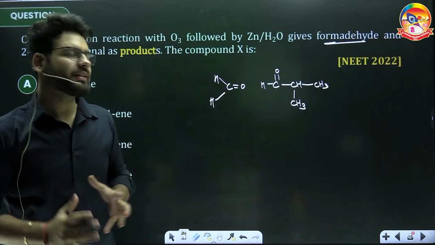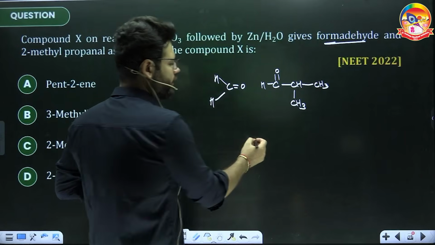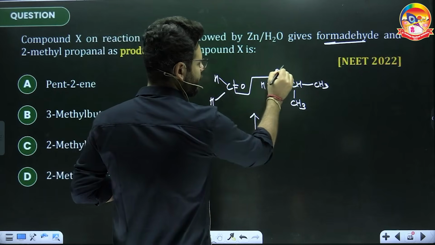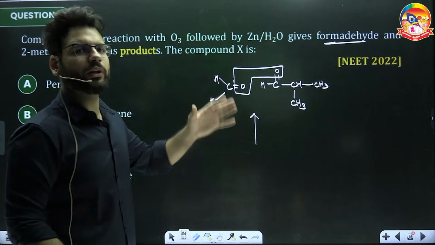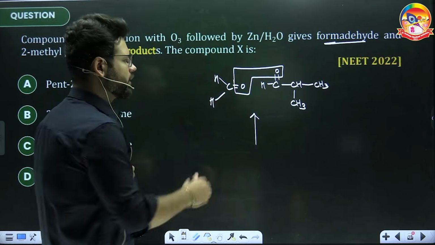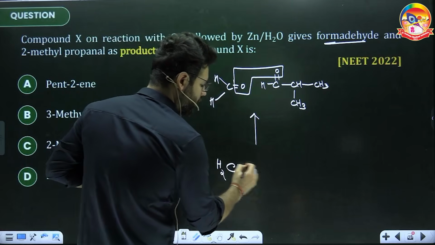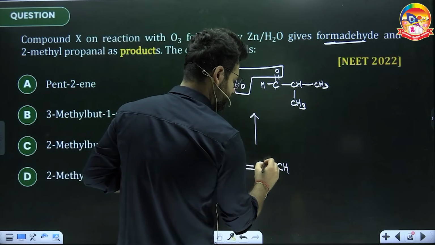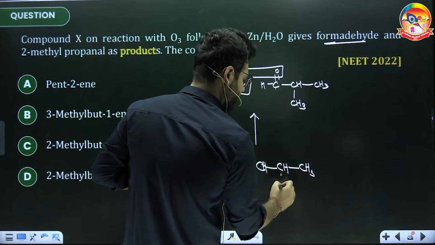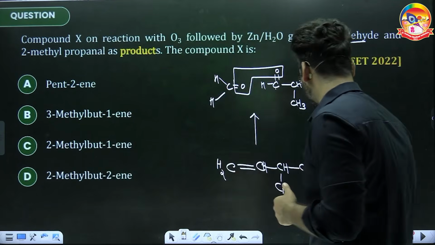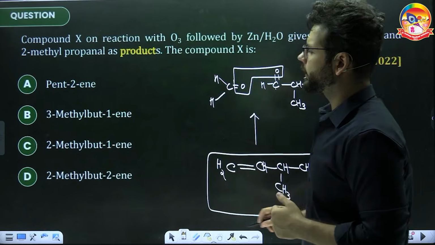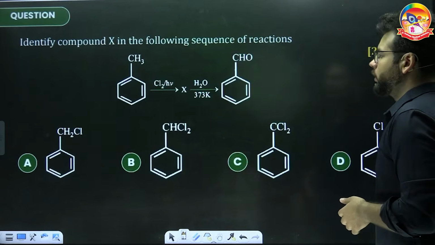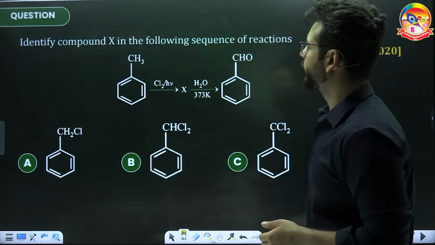We can easily see why these products are obtained. Ozonolysis would have happened. There would be a double bond between this carbon and this carbon, and due to the breakage of the double bond, oxygen would have come here. So if I put a double bond here, I get a CH2 double bonded to this carbon, which has a CH with CH3 and CH3. So what is this compound going to be? It is going to be 3-methyl but-1-ene. Okay. Moving on to the next one.